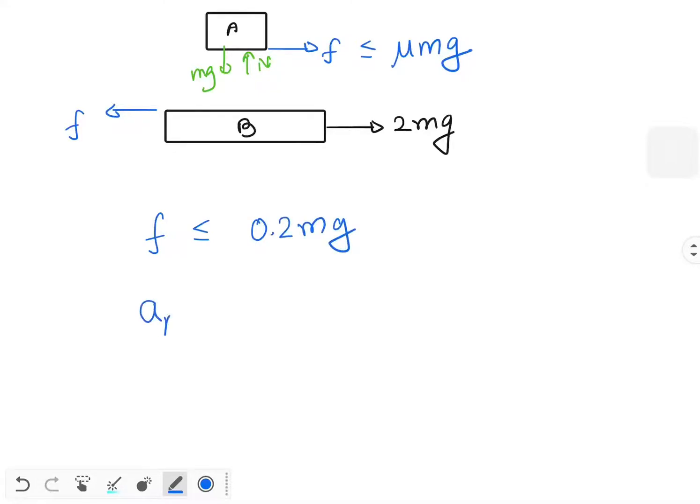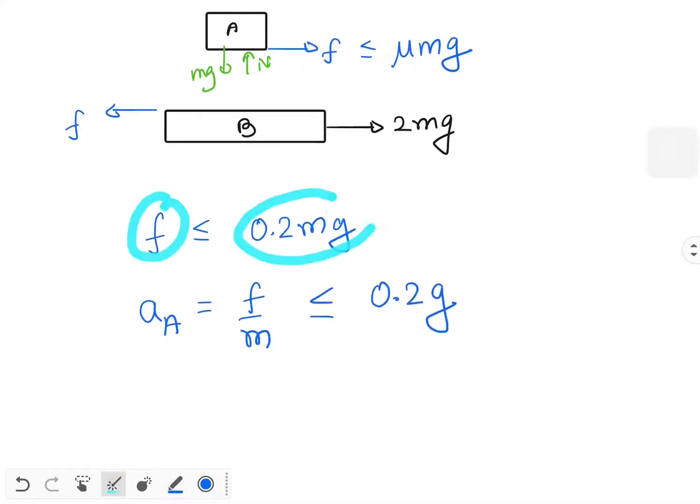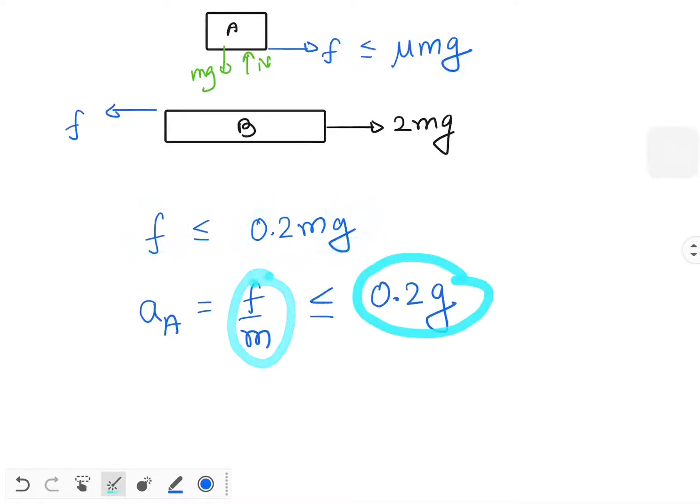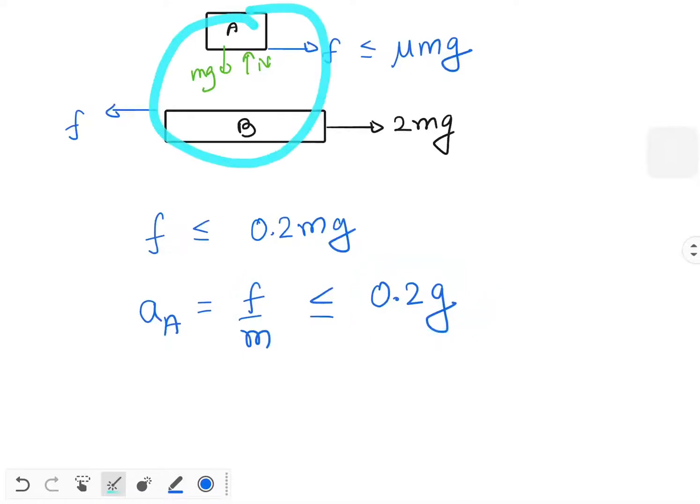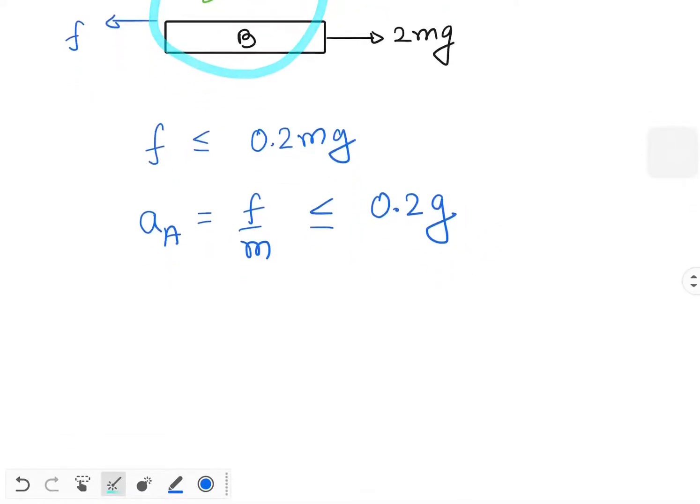So acceleration of block A will be what? Acceleration of block A, there's only one horizontal force on block A, so its acceleration will be F by m. So it will be less than or equal to 0.2 g. Correct. Maximum value of F is 0.2 mg, so maximum value of F by m will be 0.2 g. Okay. Now we still need to know whether the two blocks will move together or not.